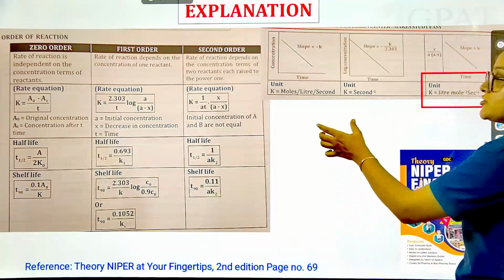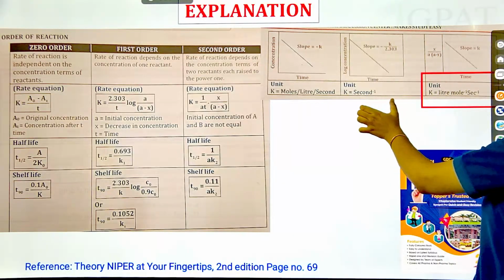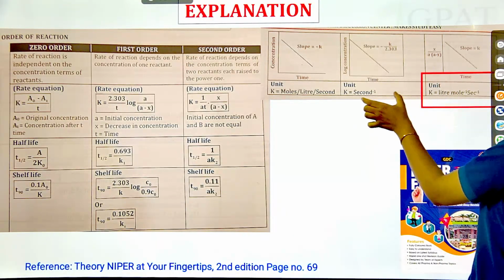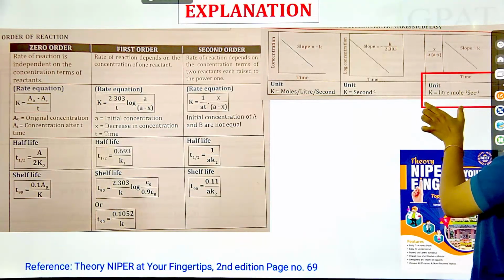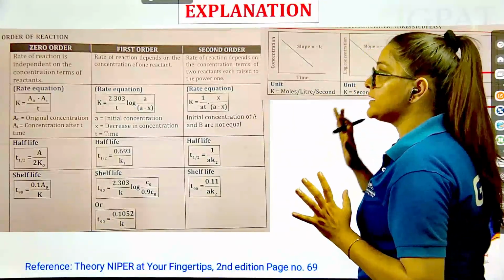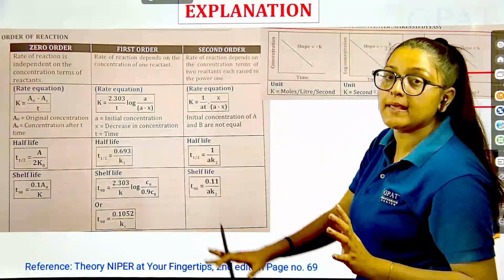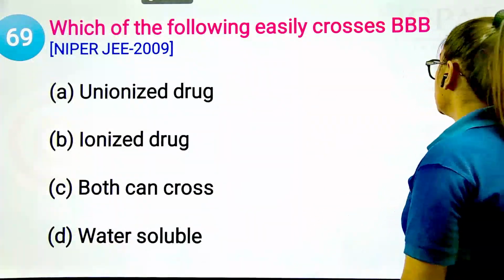For the zero order, it was mole per liter per second. For the first, it was second inverse. For the second, it was liter mole inverse, second inverse. If you ever want to remember these, you can directly remember, or you can spot the T half equations. It is very, very easy for you all to see that.